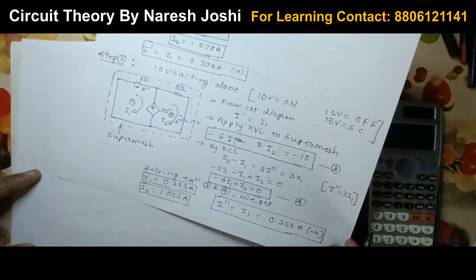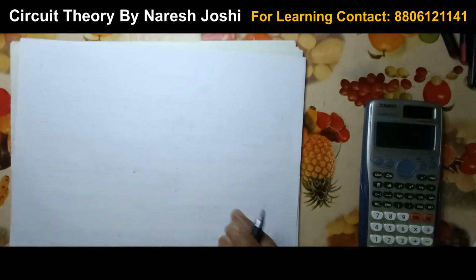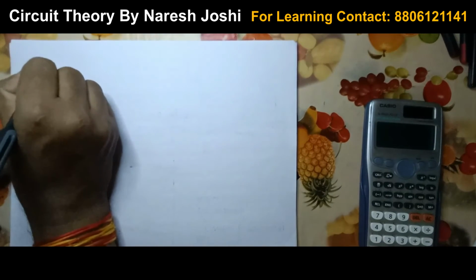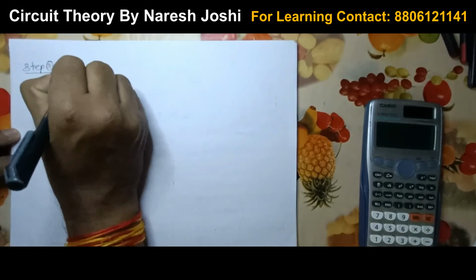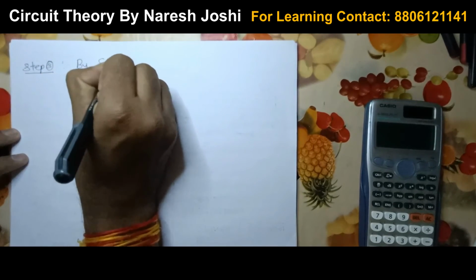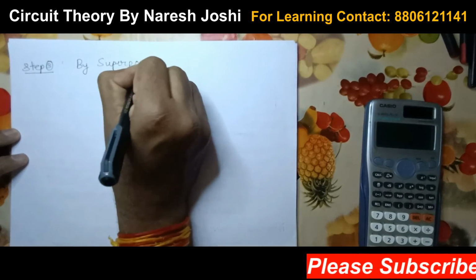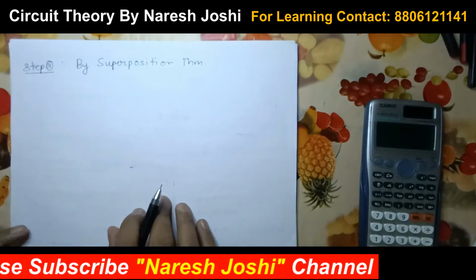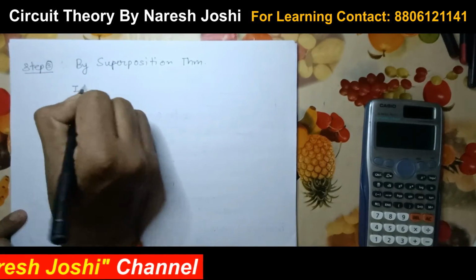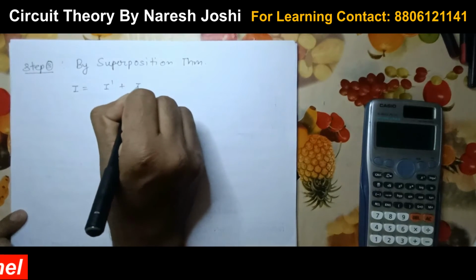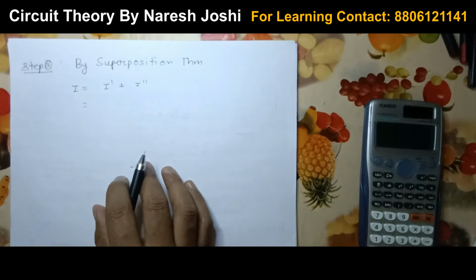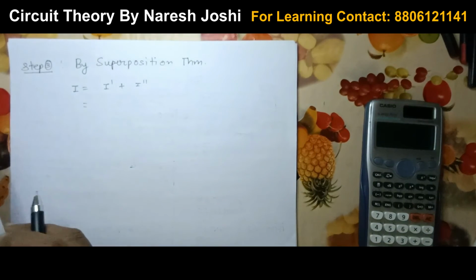And the last step, that is step number 3. So we have to apply step number 3. Step 3 is by superposition theorem, okay. By superposition theorem, what we have? I equals I1 dash plus I double dash, and we got I1, so here you can see the value of I1 we have obtained.